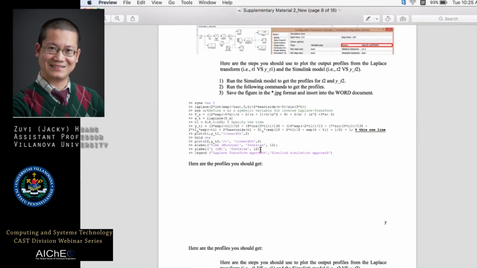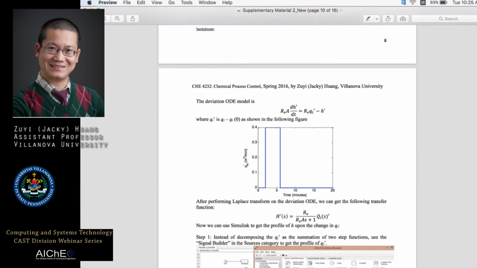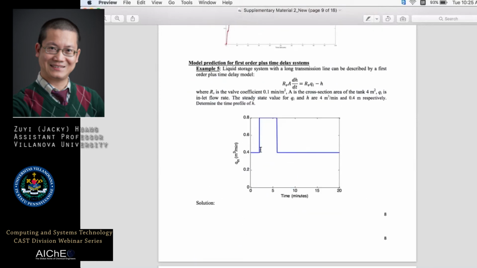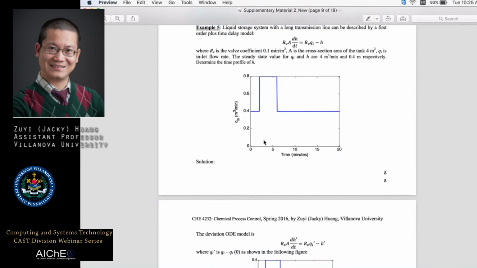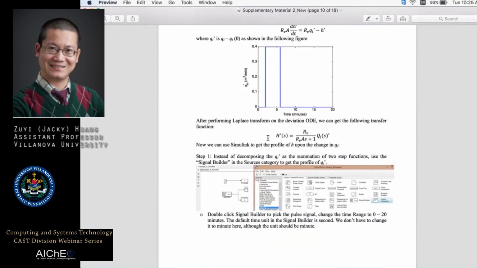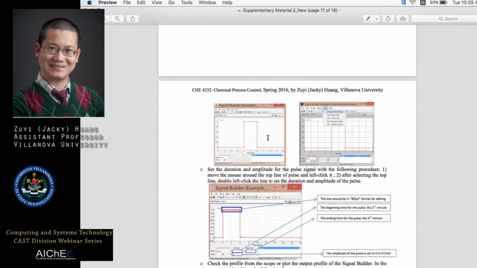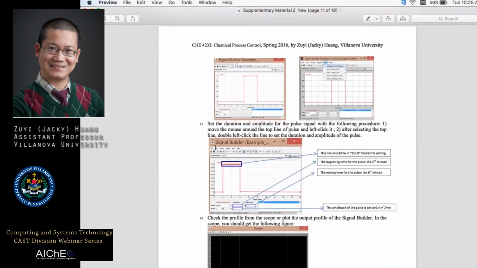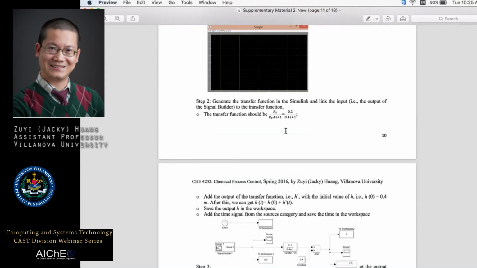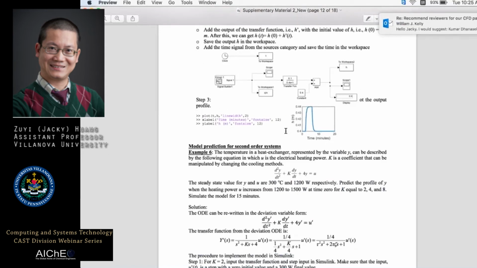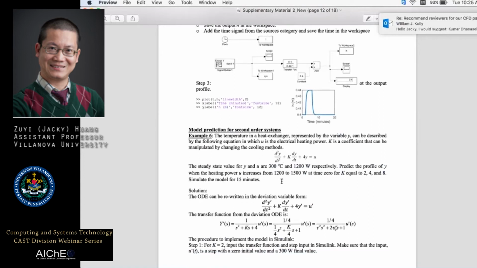Now I want to show you example 5, where I show students how to create a complicated input signal from the signal creator provided by Signal Builder in Simulink. So the students can build, for example, a triangle, a pulse, or all types of complicated signals here, without solving the Laplace transform.